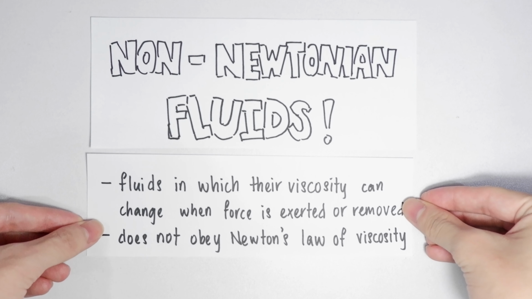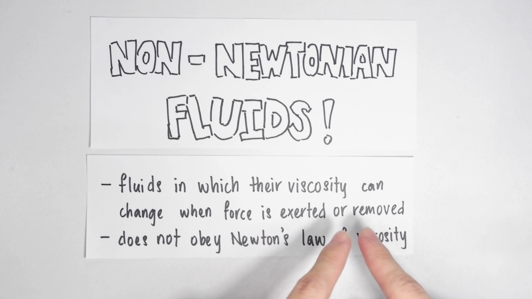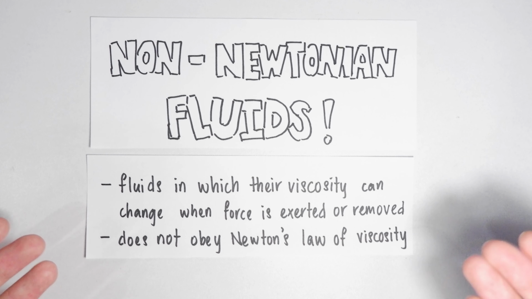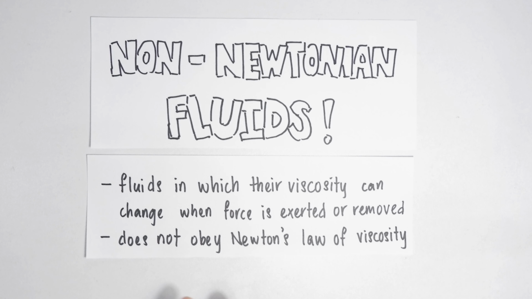Now we will be explaining about non-Newtonian fluids. What are non-Newtonian fluids? Non-Newtonian fluids are fluids whose viscosity can change over time when force is exerted onto them or removed. Basically, if there is a change of force applied to this type of fluid, the viscosity can change. And this type of fluid does not obey Newton's law of viscosity.